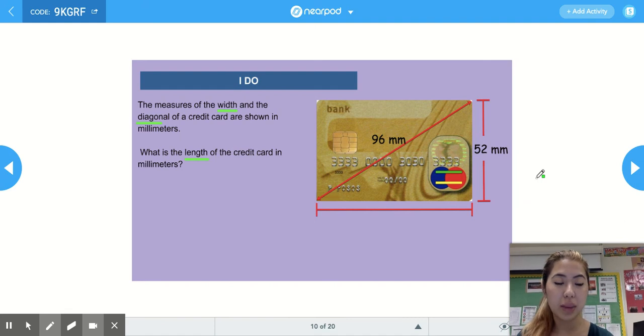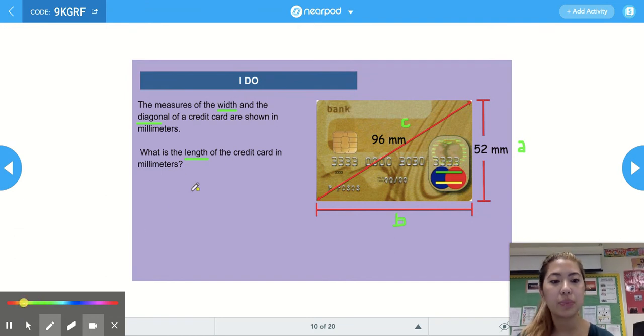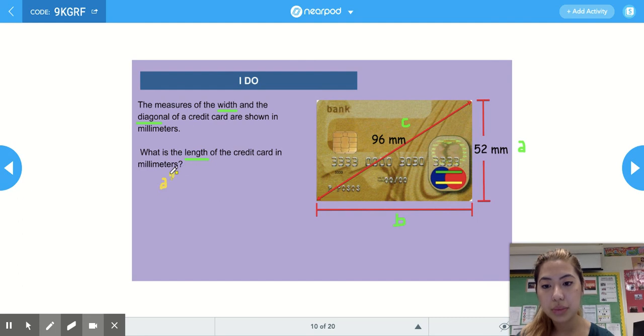So the first thing that I'm going to do is, again, label each side. This height of the triangle is going to be my A value. This base length is going to be my B value, and then of course my hypotenuse is going to be my C value. I'm going to write out my Pythagorean theorem equation, which is A squared plus B squared is equal to C squared. Then I'm going to plug in the numbers. So my A was 52, so I have 52 squared plus B squared is equal to 96 squared.